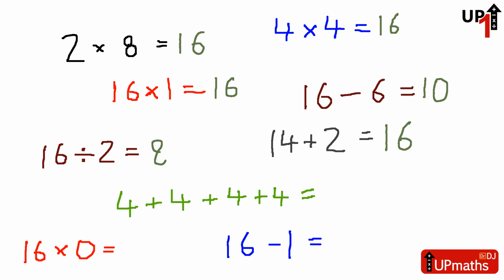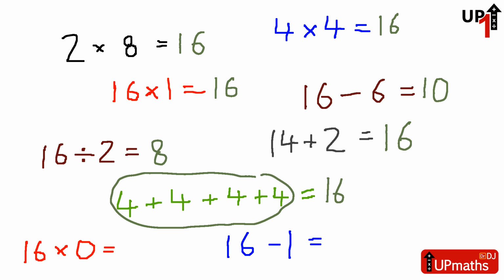Half of 16, I know that straight away because I know that 2 times 8 is 16. 4 plus 4 plus 4 plus 4, that's just 16 because it's just the same as 4 times 4 because it's 4 lots of 4. Anyway, that's how I think about it. What if I have 16 times 0? That means I haven't got any 16s. Oh, well then I haven't got anything, have I? It's just 0. And 16 minus 1, that's 15.